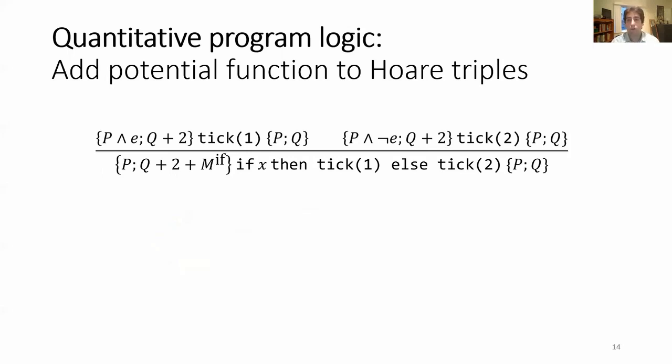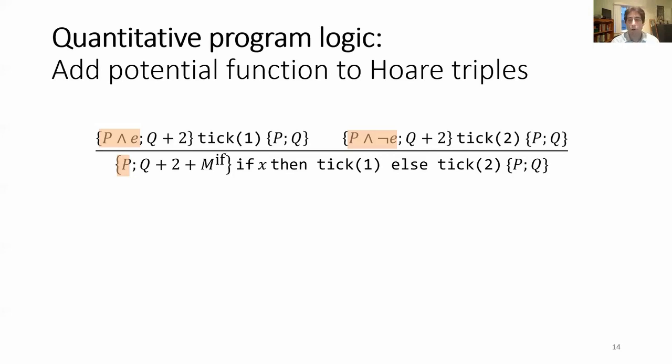The tick command in both branches pays a specified cost, so tick 1, tick 2, cost 1 and 2 respectively. If we start out knowing P as a logical condition, we can evaluate the if branch assuming that P is true, and also assuming E is true. And we can evaluate the else branch assuming that E is false.